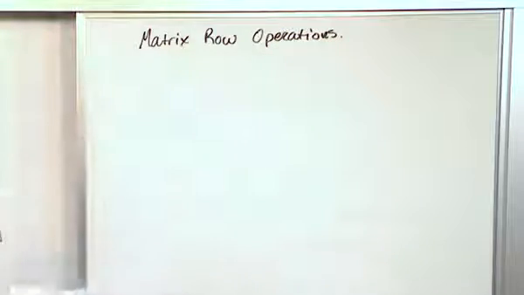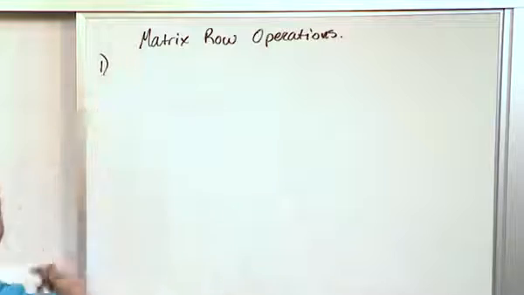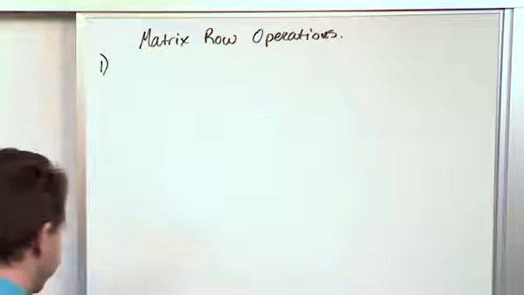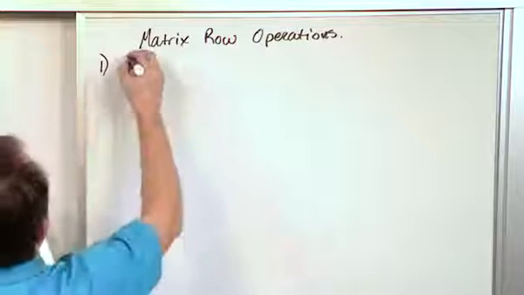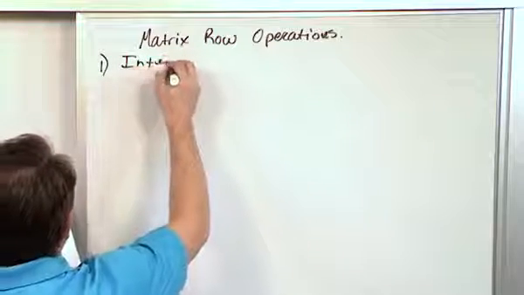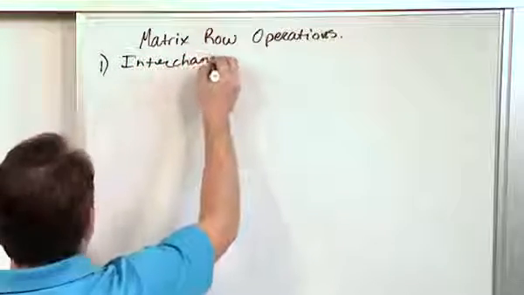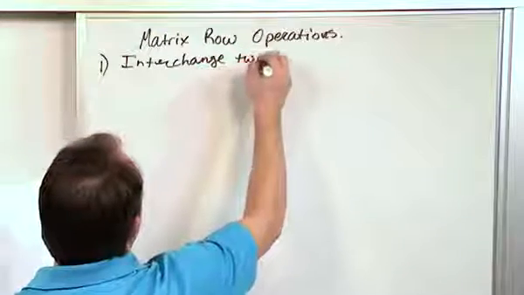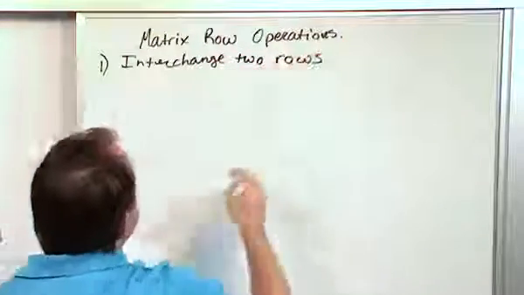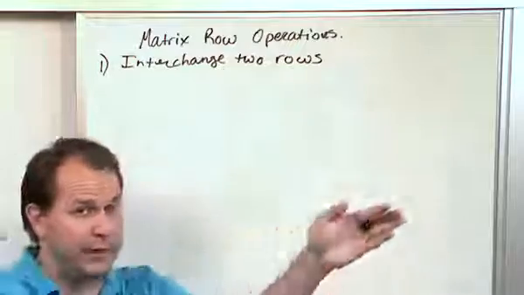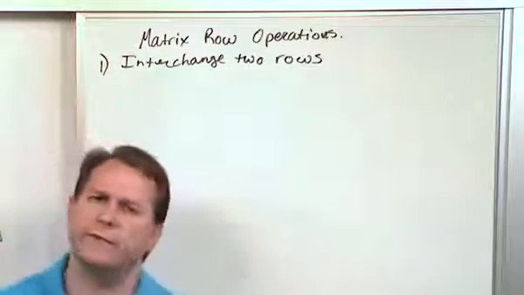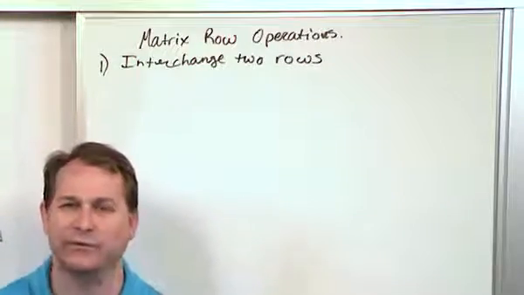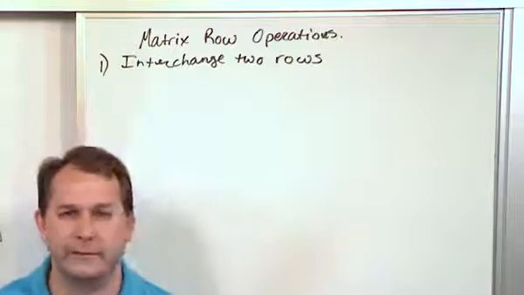Matrix row operations. There's really only three things that you can do to a matrix as far as its rows, such that it's legal and it preserves the integrity of the matrix. The first one is you can interchange two rows. Now, interchange meaning you swap the location of the rows. Okay? Now first you might think, well, how is that legal? You can swap the rows, aren't you changing the matrix?